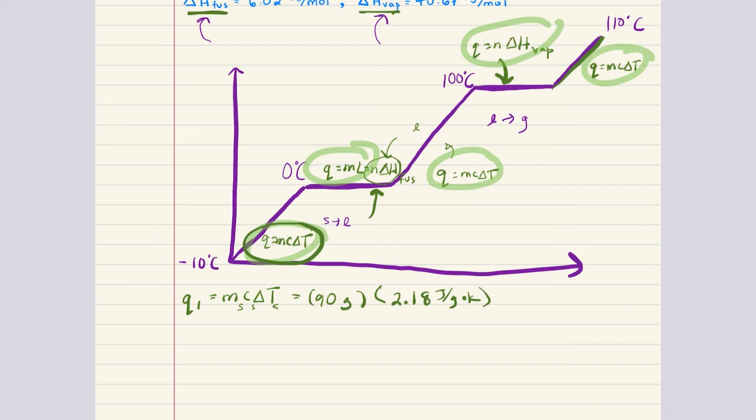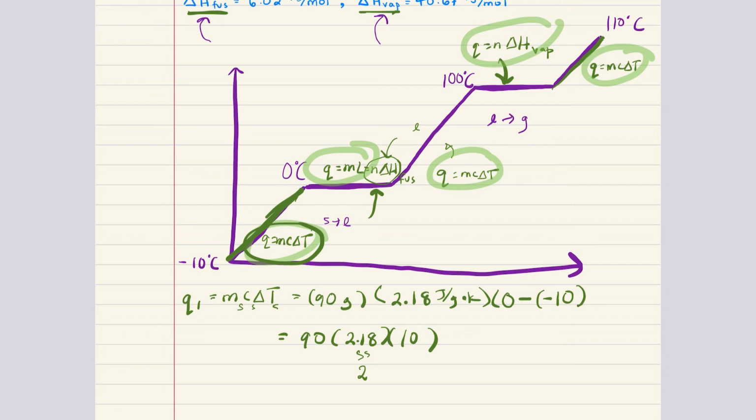And then what is our delta T? We're starting off at minus 10 degrees Celsius. We're ending off at 0 degrees Celsius. That's this segment right here. So our final temperature is 0, and we subtract that from our initial, which is minus 10. So what we have here is 90 multiplied by 2.18 multiplied by 10. All right, so these are the numbers that we're dealing with. Now what we're going to do is round this to 2 so that this calculation is really easy to do without a calculator.